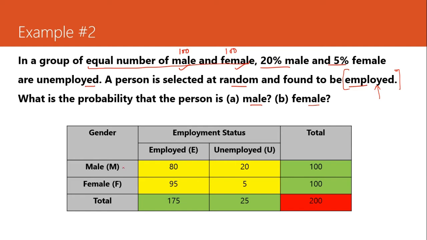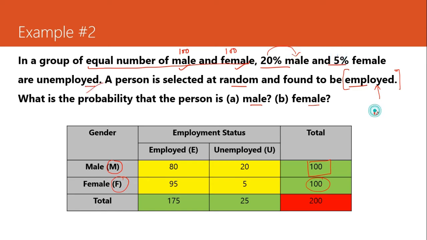The first thing we need to fill up is this male. Its total is 100. So write 100 over here. Then female total is also 100. So write 100 over here. 100 plus 100 is 200. Now what the question says is 20% male and 5% female are unemployed.